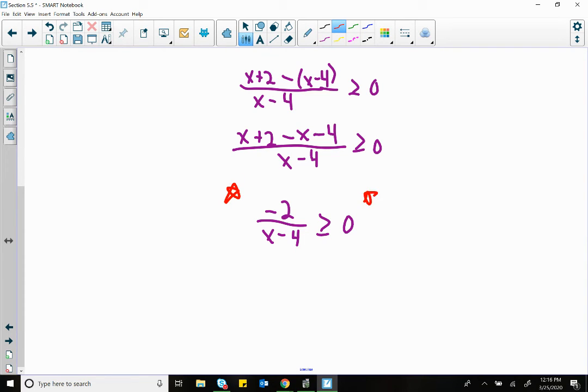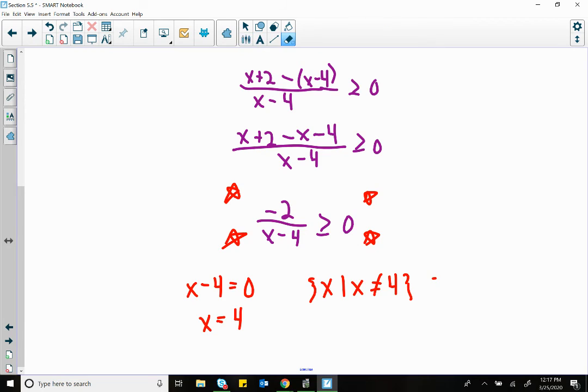This is what we want to find the x-intercepts and the vertical asymptotes to, and the domain. Okay? So you can see that if you look at the domain, you just set the denominator equal to 0, so x minus 4 equals 0. So in the domain, we are throwing out the number 4. So the domain of this, x is not equal to 4. There's no simplifying or reducing.